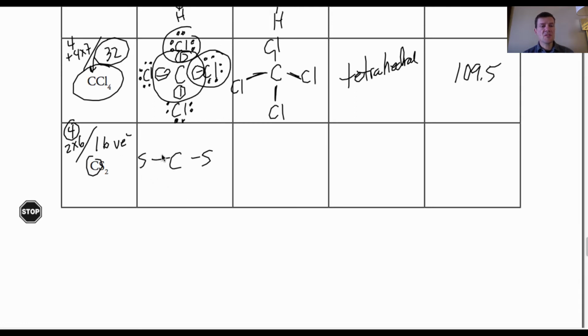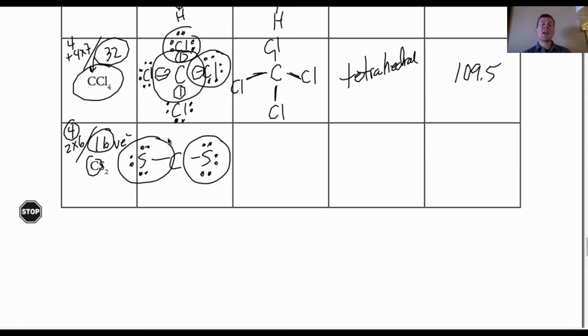Now I have to make sure that I have drawn now 2 bonds which represent 4 total electrons. I need a total of 16, so I need 12 more. Let's start on the outside. 2, 4, 6, 7, 8, 9, 10, 11, 12. Interesting. Let's see what the deal is here. Does sulfur have an octet? Yes. This sulfur? Yes. Does carbon have an octet?